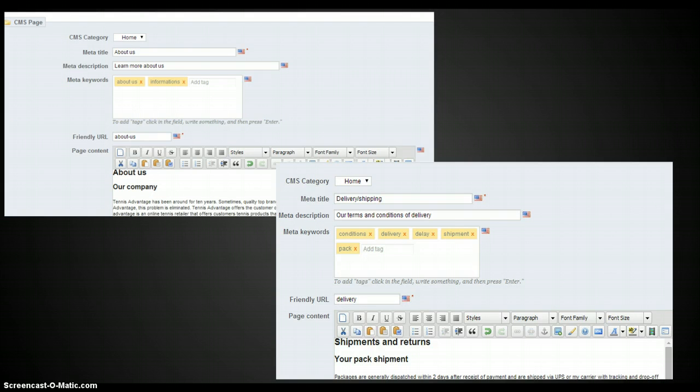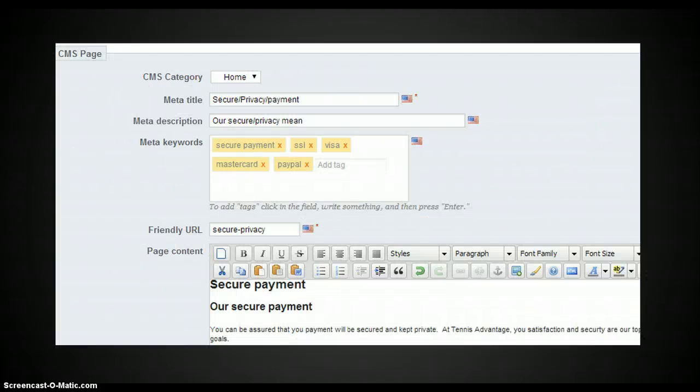Next, I edited the CMS pages. As you can see, I did the About Us page, where I added our company information. I did Delivery and Shipping, which talks about our carriers and our shipping methods, and I've also edited the Secure Payment page, which talks about the payments we take, as well as assuring the customer that their information is safe with us.